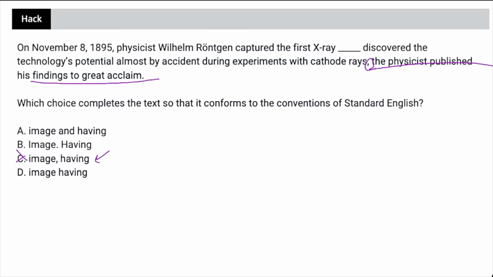And reading all the way to the end, we realize, wow, we actually do have a full sentence that ends with the word image, right? This person captured the first X-ray image. And then we have this modifier, this participle phrase, having discovered this thing, comma, independent clause, the physicist published his findings to great acclaim. And that is exactly what we're looking for.